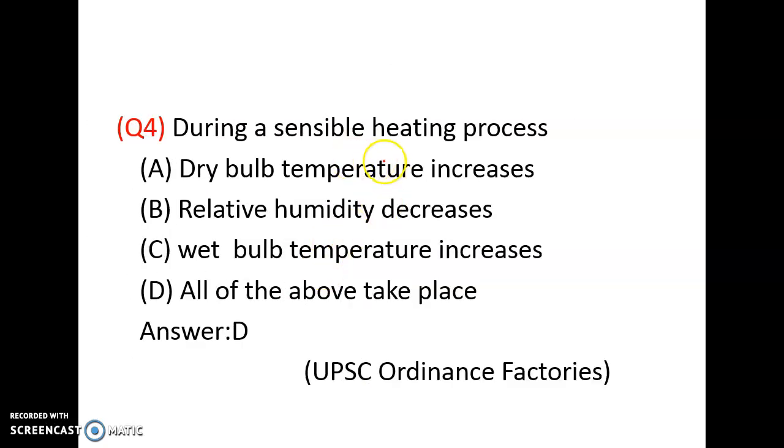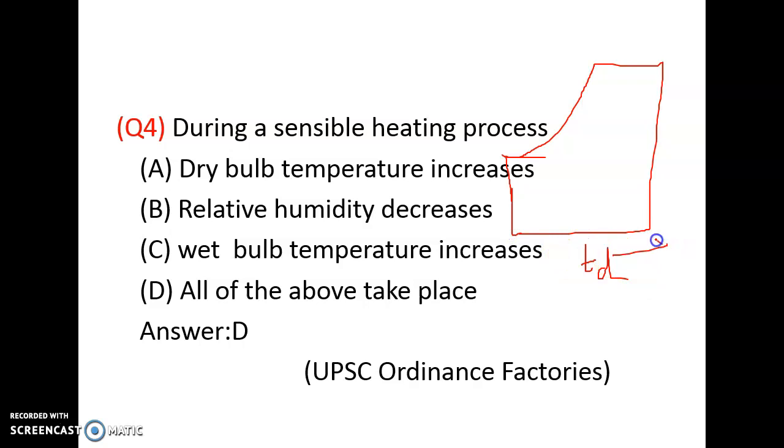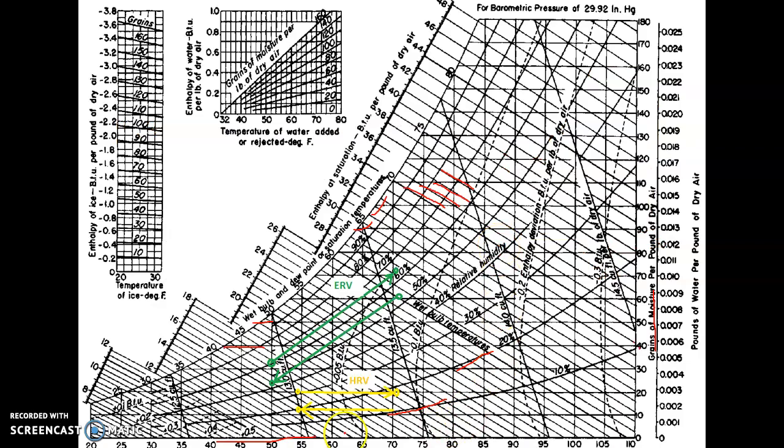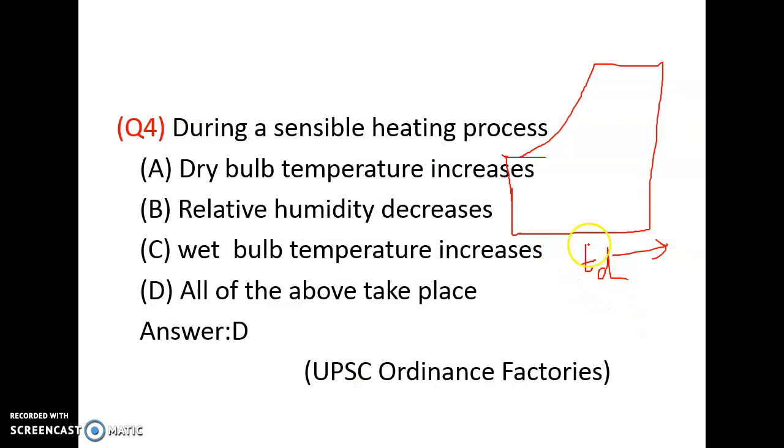During a sensible heating process in the psychrometric chart, this is the dry bulb temperature, TD, which goes on increasing in this direction. So this process is called sensible heating. 1 to 2 is called sensible heating because the dry bulb temperature increases, and sensible heating means the humidity ratio W, in kg per kg of dry air, remains constant.